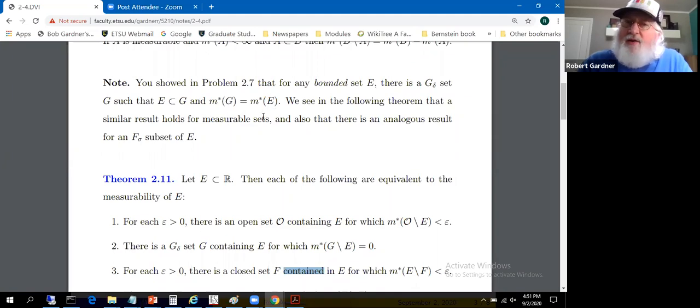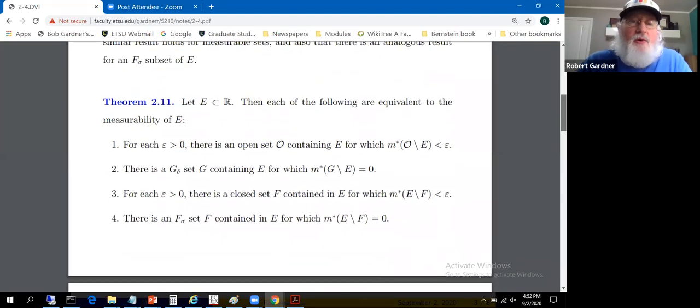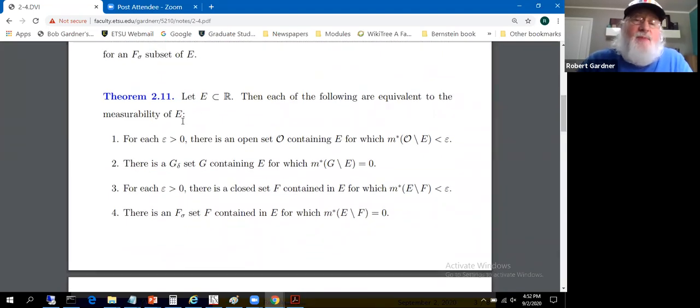We're not talking about outer measures of sets E and G, for example, in this part 2. We're talking about the outer measure of the difference, which is something else. Up here in problem 2.7, we took any bounded set. It didn't have to be measurable up there to find a set G that satisfies this type of condition. Down here, things are different. Down here, we're, say, assuming the set is measurable and drawing a conclusion of this form, or making an assumption of this form and drawing a conclusion of measurability. The claims are equivalent, is what's being said.